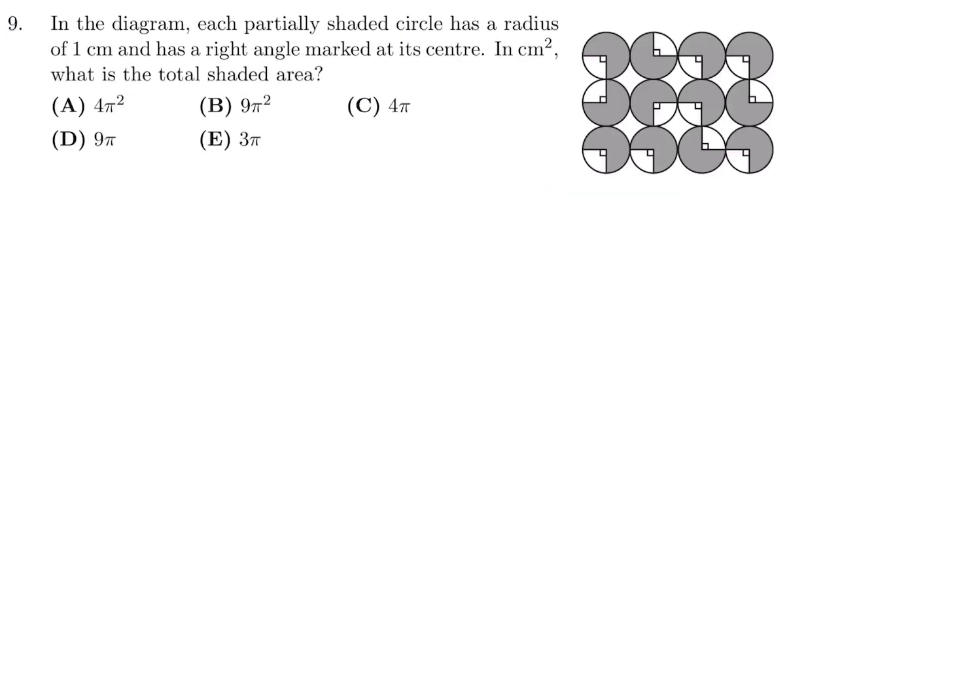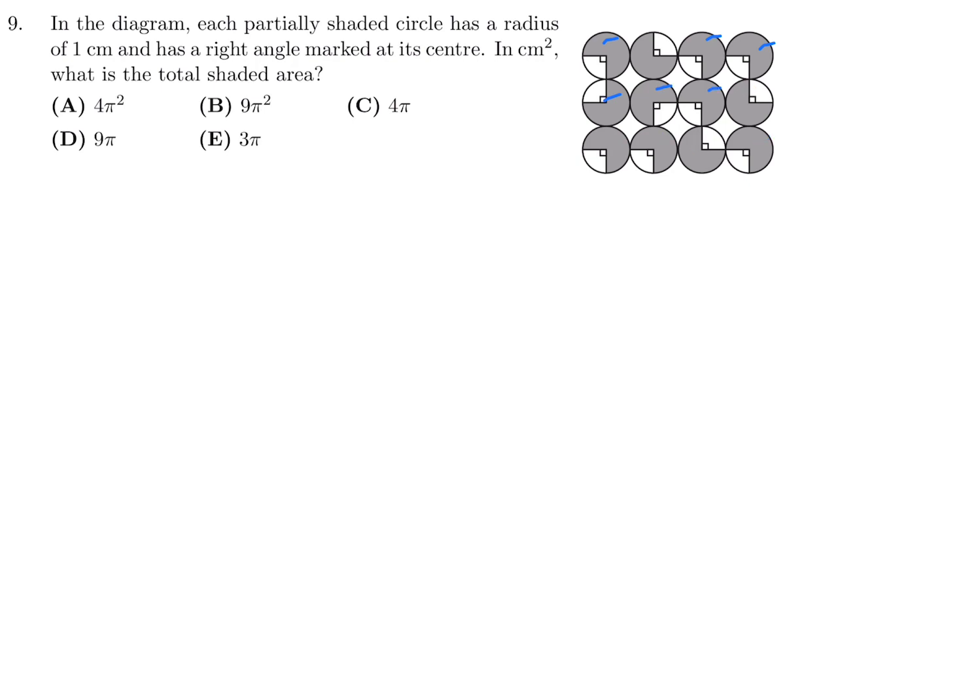In the diagram, each partially shaded circle has a radius of 1 centimeter and has a right angle marked at its center. In centimeters squared, what is the total shaded area? Okay, well, first of all, how many circles are shaded? I think all of them are shaded, right? 1, 2, 3, 4, 5, 6, 7, 8, 9, 10, 11, 12.